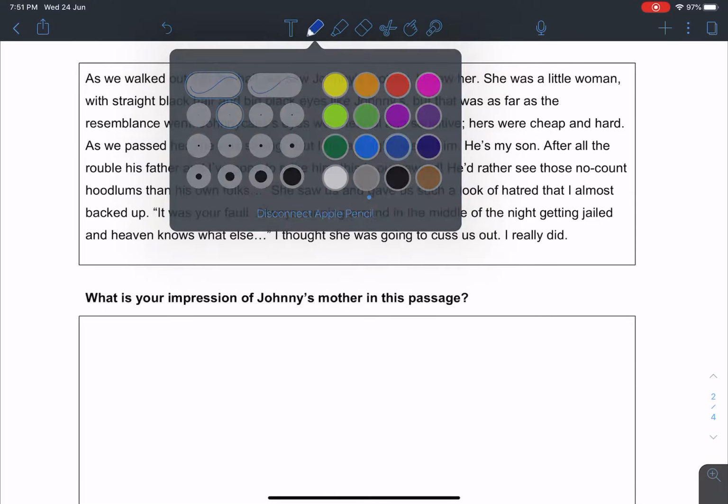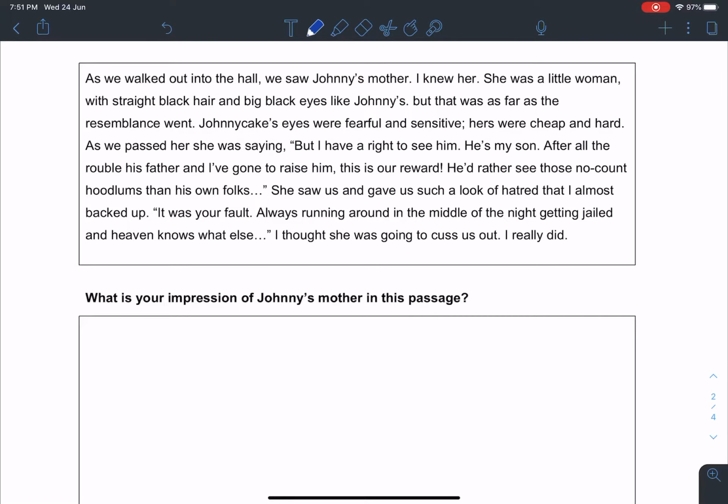Okay, let's go. So we can look at the physical appearance first. "Cheap and hard" straight away. That tells me something. What is Johnny's mother like? Let's look at: "But I have a right to see. He's my son." Oh, sorry, there is a typo here. "I have a right to see him."